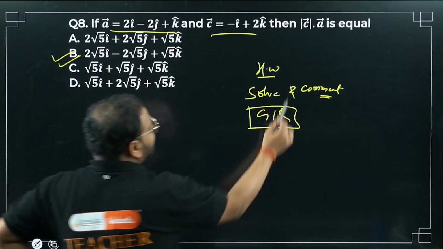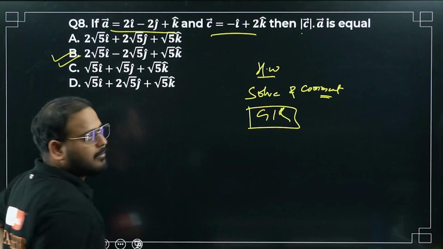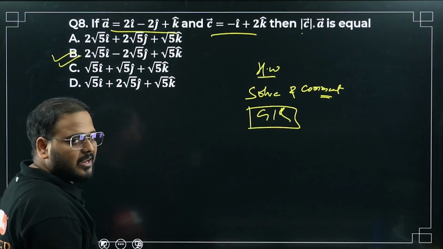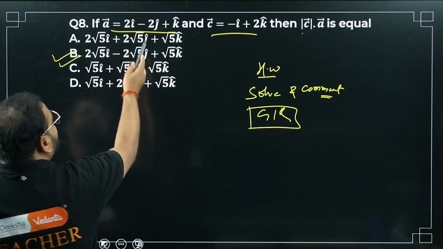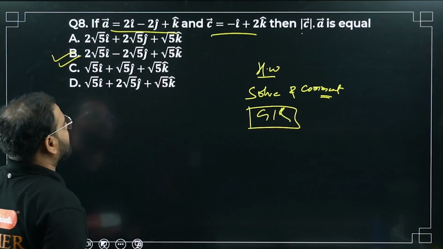Please check. Find the mod of vector C. Find the magnitude of the vector C. How can you do that? Root of 1 square plus 1 square plus 2 square. From there you're going to do what? Multiply that scalar value to 2 minus 2 and k. So 1. Okay. So answer will be B.